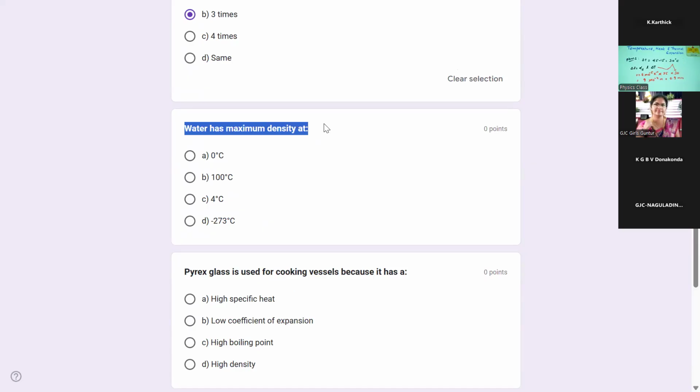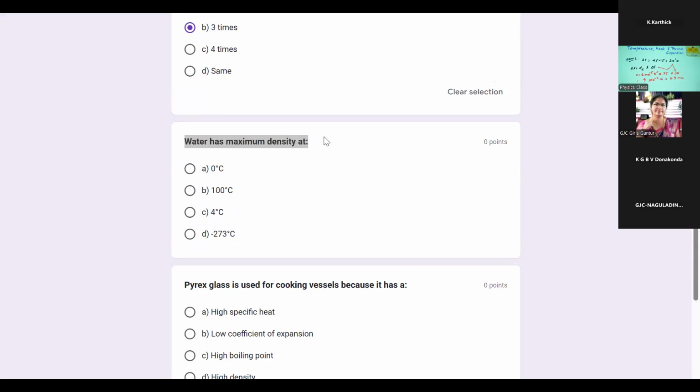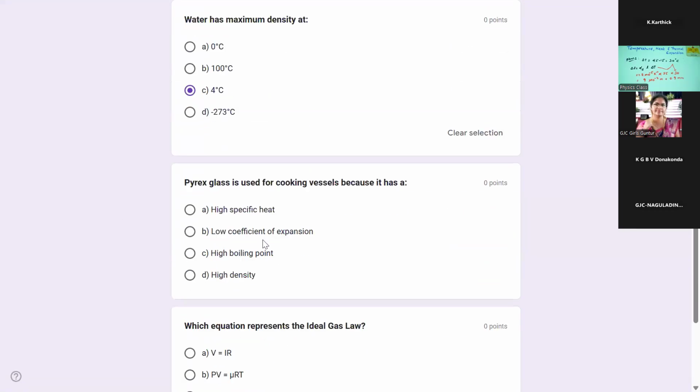Okay. Water has maximum density at. Yes, very good. Option C is the correct answer. 4 degrees Celsius. Water has maximum density at 4 degrees Celsius.